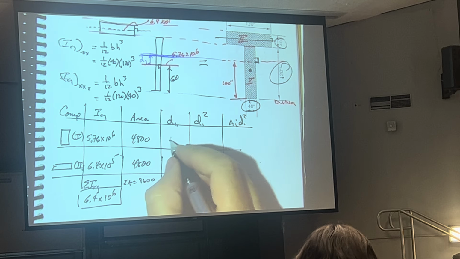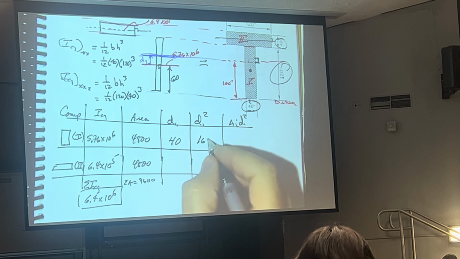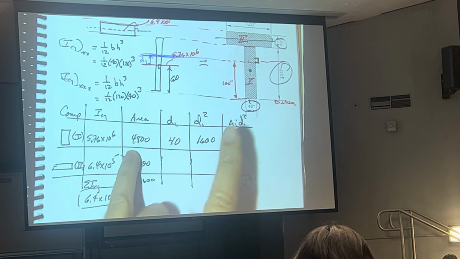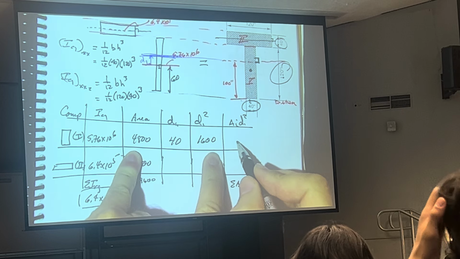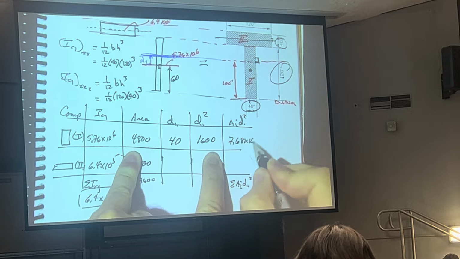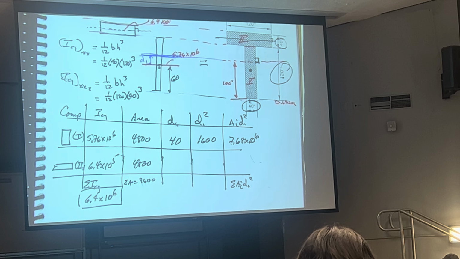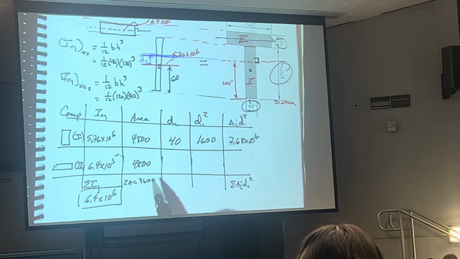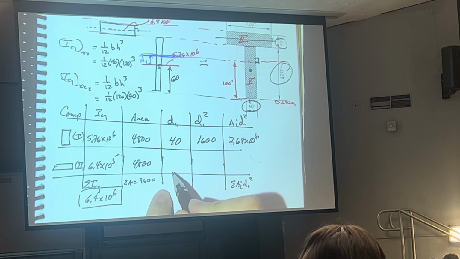That would be 40. Square it, 1600. Multiply this times this to get this number, 7.68 times 10 to the 6. Do the same thing for this one. What's the d1 of this one?